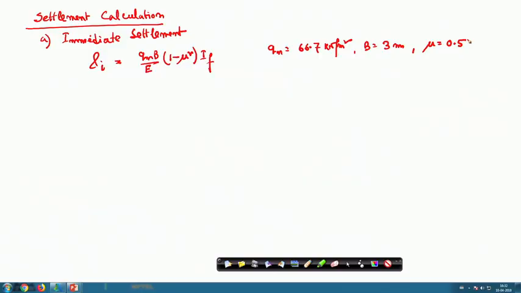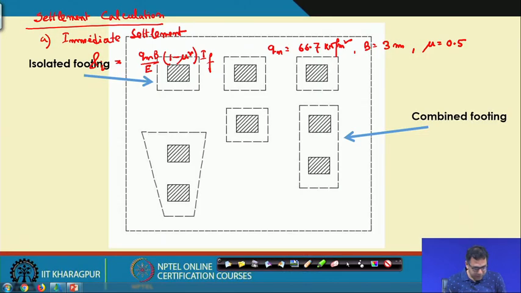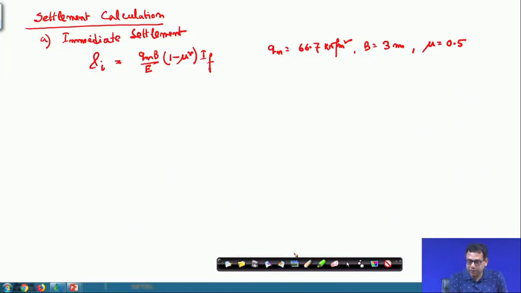Okay. So, last problem I took 0.3. So, the If value, it is a square footing and we are taking the center. From here you can see for the square footing at the center, the If value is 1.12. So, the If value we are taking from the table is 1.12. This table was given, so you can use that table.